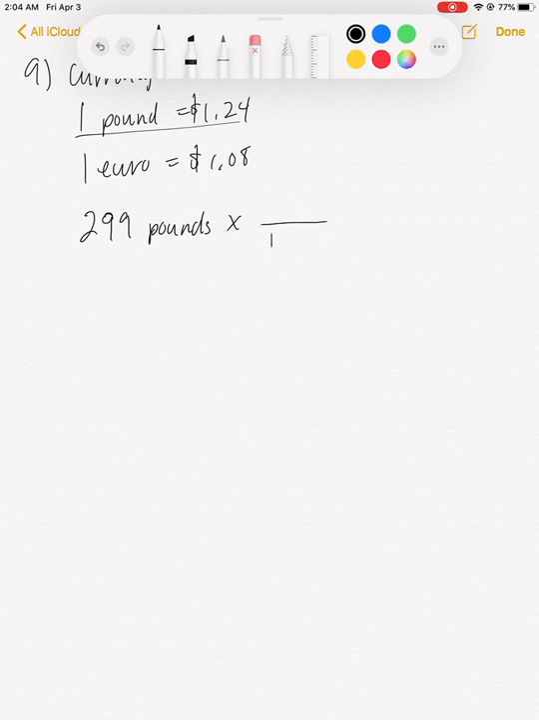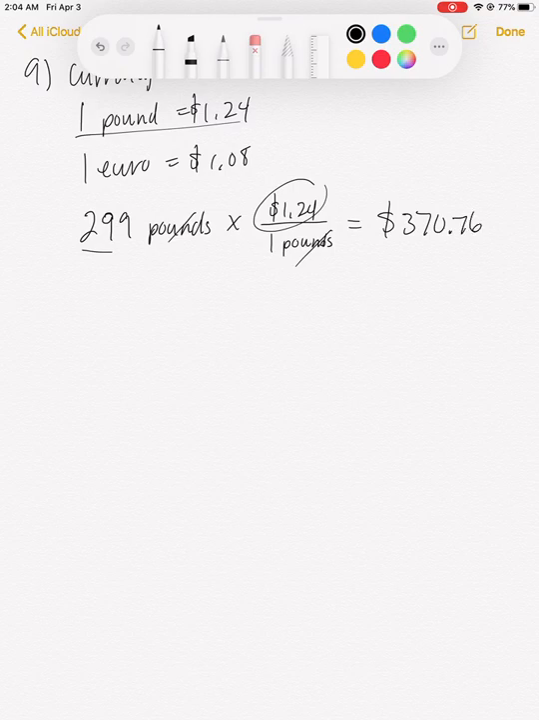We need to cancel the pounds, so we need pounds on the bottom and the money on top, for dollars, where you want to convert to. So the pounds will cancel, and in order to convert to dollars, I just take the 299 and multiply by 1.24. When I do that on my calculator, I get $370.76. Nice expensive jacket. Hopefully it's worth it.